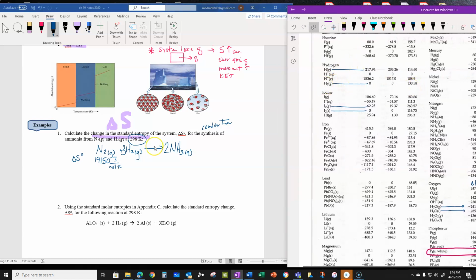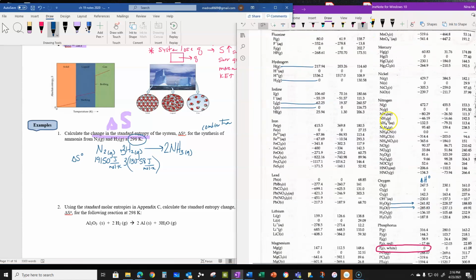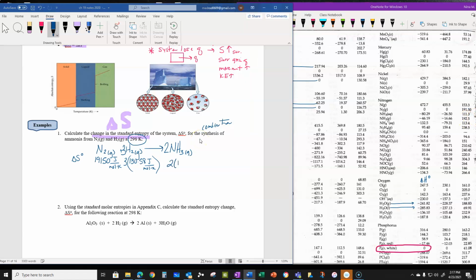H2, you have 130. So even right there, ladies and gentlemen, look at the difference between H2 and N2. Obviously, N2 is definitely more massive in weight than H2. And even though they're gases, that nitrogen's still going to dominate that reaction. Now, we are going to have to multiply this by 3. And then I got to go back and look at ammonia right over here. Ammonia as a gas is 192.5. So 2 times that 192.5. Remember, it's J/mol K.